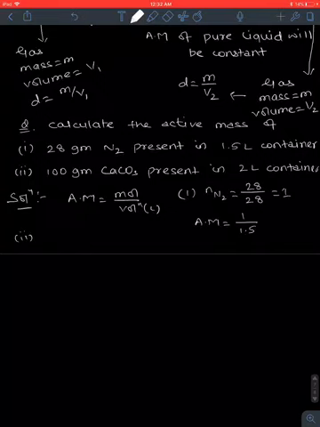But if I'm having the second condition, 100 gram of calcium carbonate present in 2 liter container, in this question we don't need to find anything, because what we know is that calcium carbonate which we are having is in solid state. And if calcium carbonate which we are taking is solid, its active mass will be equal to what? Active mass will be written as 1. So you have to keep in mind whether the given species is in solid state or in gaseous state. Now you're clear with the concept of active mass.